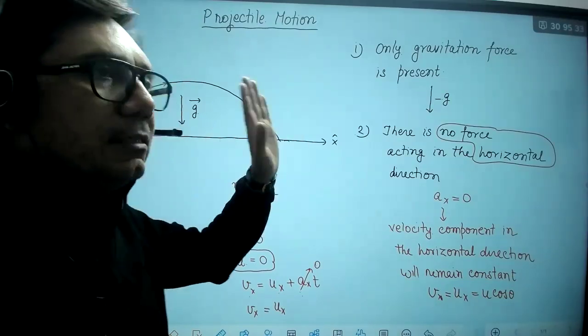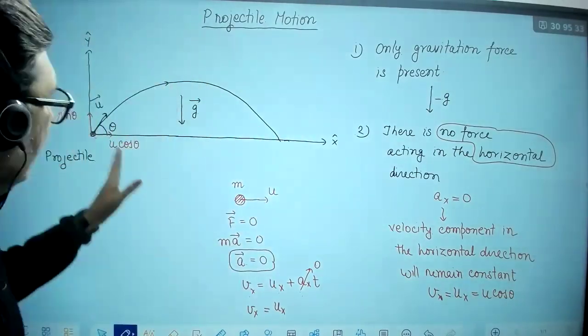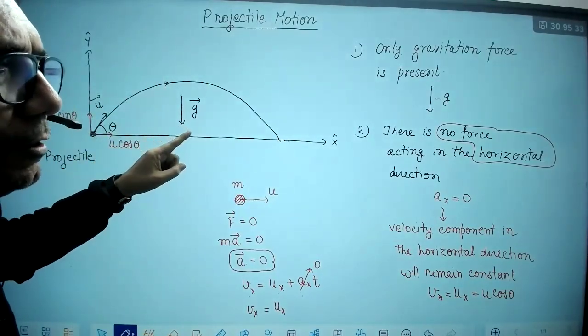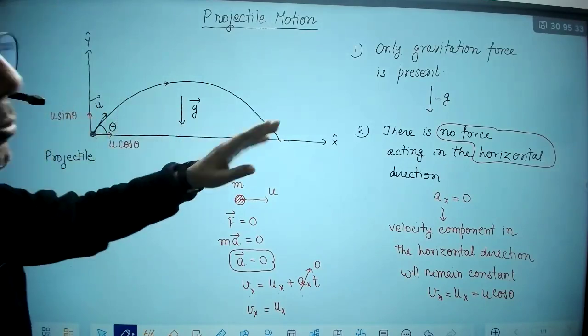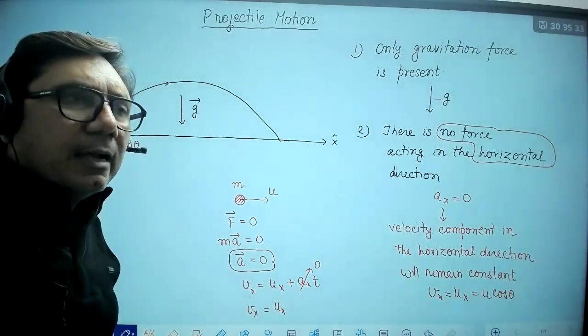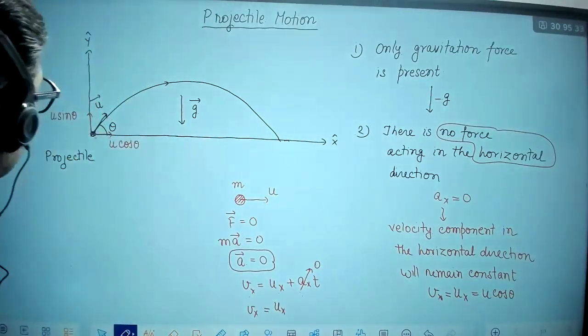In the horizontal direction, there is no force acting. So that's why I am saying whatever is the initial x component of the velocity, throughout the motion, the x component of velocity will remain the same.